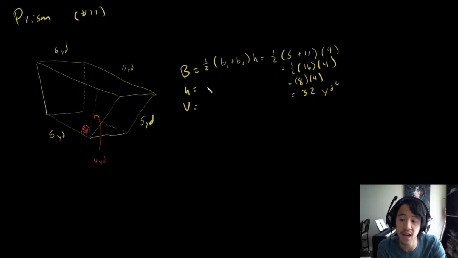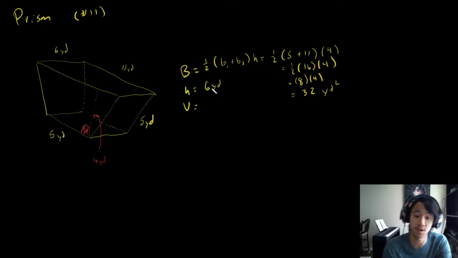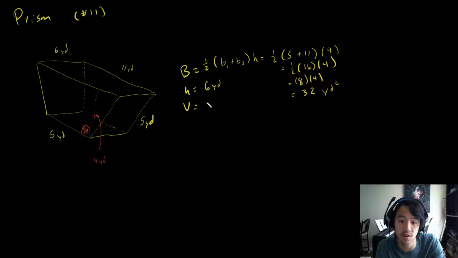All right, and the height of our prism is going to be 6 yards. So now to find the volume, we're just going to multiply these two values together. So we get 192 yards cubed.